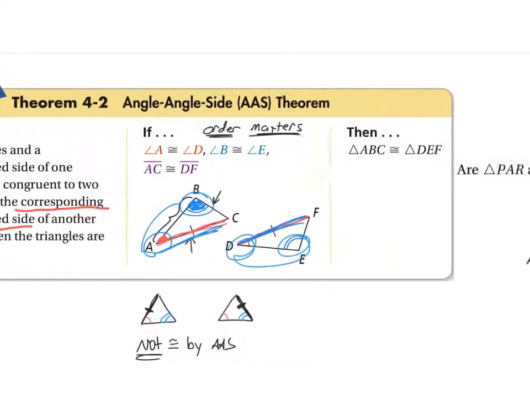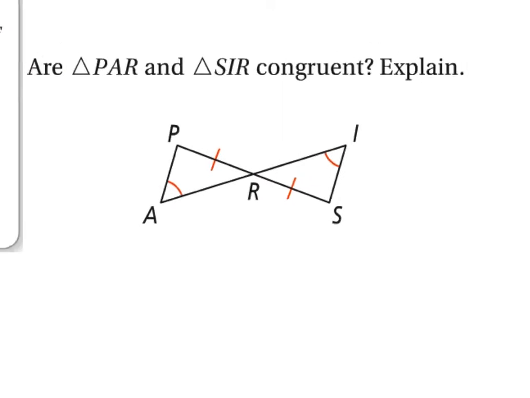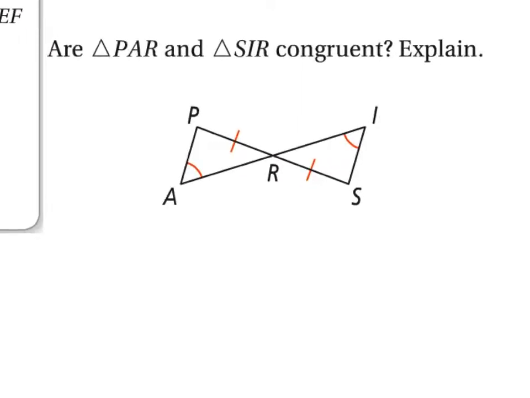Okay, let's take a look then here. We want to know, is triangle PAR and triangle SIR congruent? Explain. How do we know? Do we know? Can we say it? What do you think? Charles is saying yes. Why? Because PA is the same as SI. PA and SI. How do you know that PA is the same as SI? Because they have the same angle. Nope.